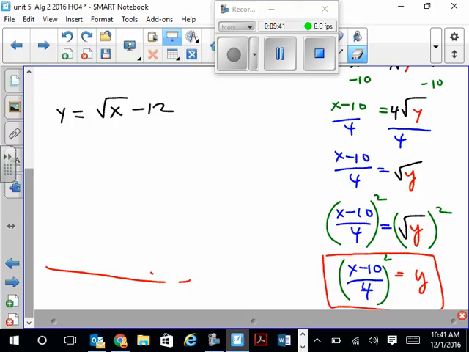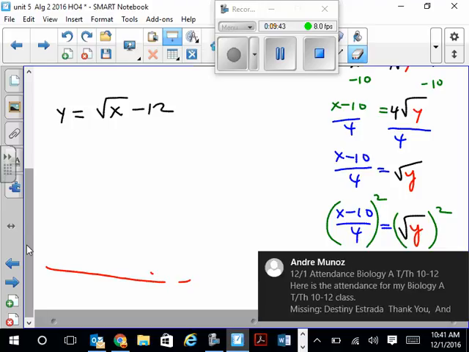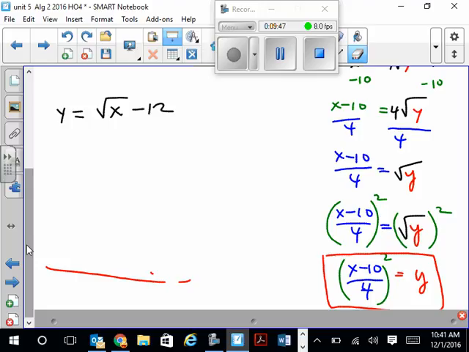Step 2, how am I getting rid of that radical? I saw it out there. Say it. I got mine, just like Jeremy said. You're gonna square that thing.